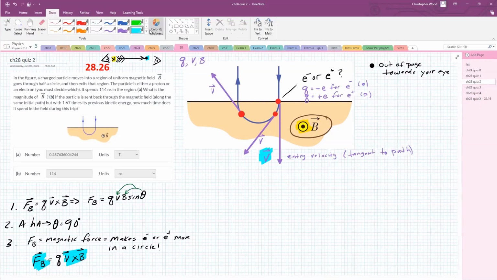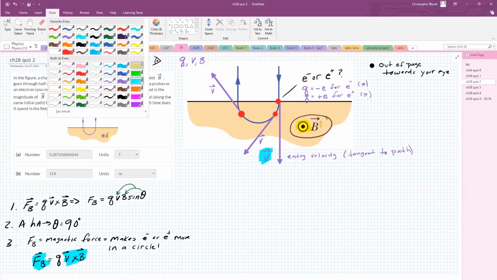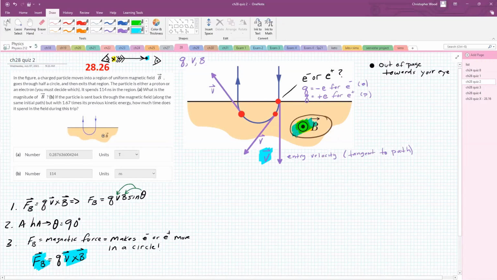All right. It means that here's my B vector right here. So that's coming out of the screen. Here's my V vector. I'll just talk about this particular snapshot, right? Point of entry. This is where my particle first enters the magnetic region. So there's V for velocity. There's B for magnetic field. I'm going to get rid of these just to clear the clutter.